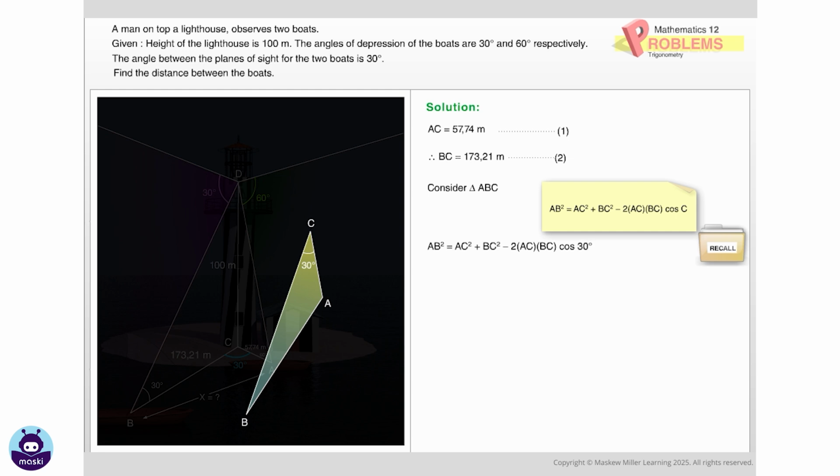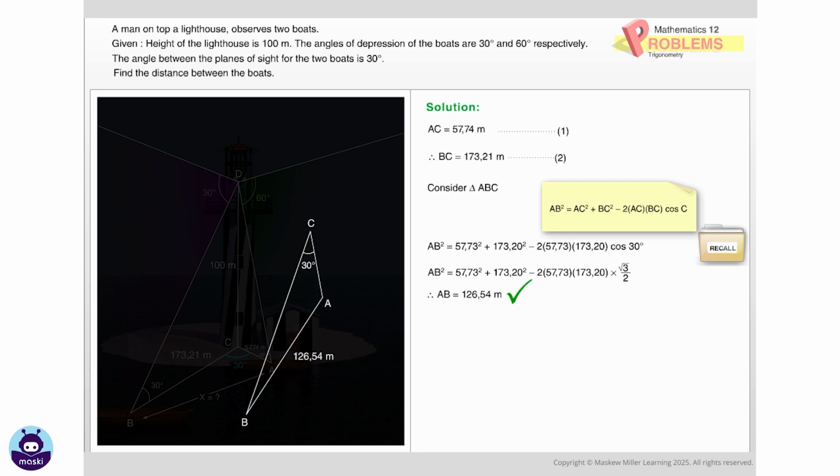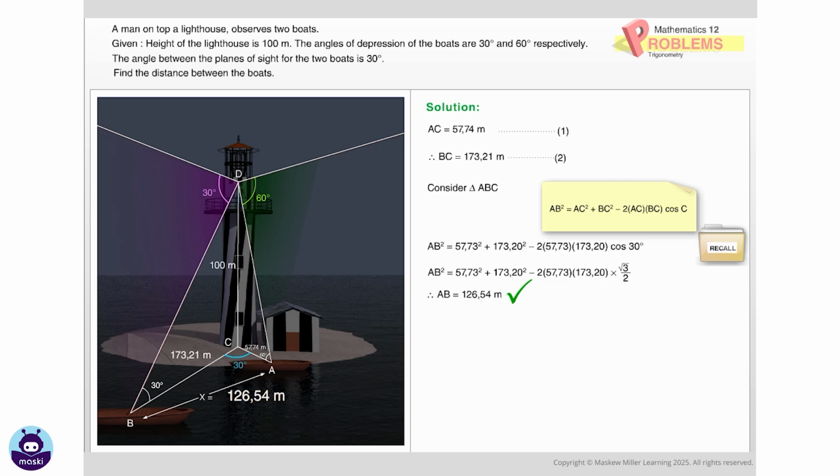Substituting the values. AB square equals. Substituting cos 30 degrees equals √3 over 2, we get AB square equals. Therefore, AB equals 126.54 meters. Thus, we have calculated the distance between the boats.